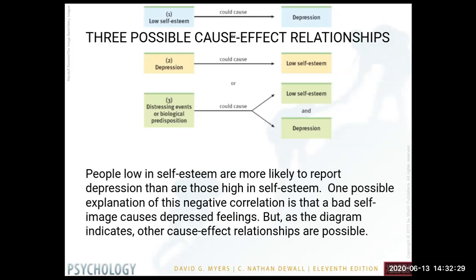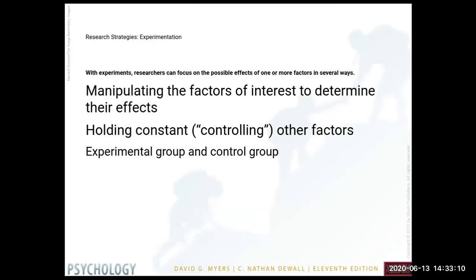So we don't know where this possibility is. If two things are related, we could say that low self-esteem and depression are related to each other, but we don't know if low self-esteem causes depression, depression causes low self-esteem, or if something else like your bae breaking up with you causes both. So people low in self-esteem are more likely to report depression than those high in self-esteem. And one possible explanation is that bad self-image causes depressed feelings. But it could be that something else entirely causes both of those things. In a correlation, it doesn't matter. But if you're trying to give cause and effect, that's when we get to experimentation.